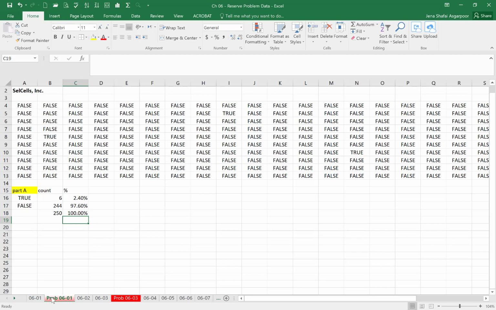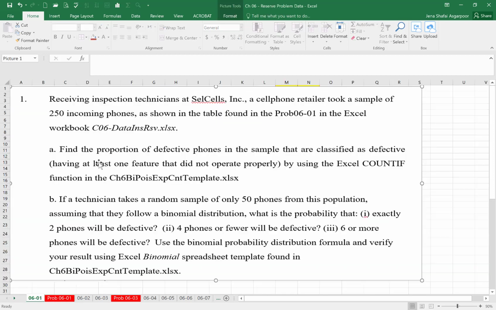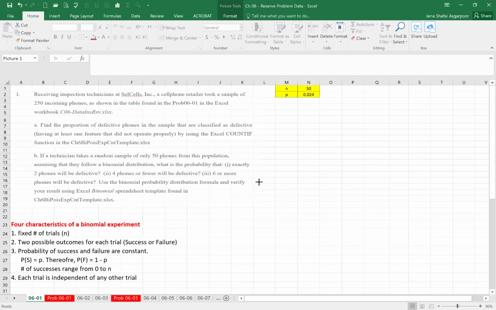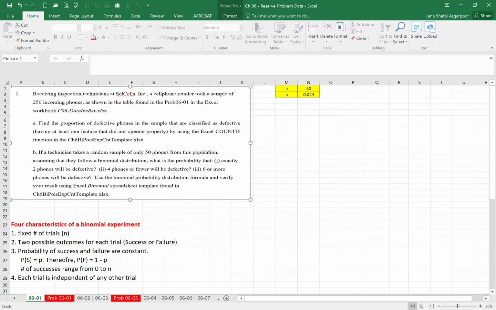So if we go back to the problem, now it says if a technician takes a random sample of only 50 phones, and assuming that they follow a binomial distribution, what is the probability of, and 3 different questions are asked. So let's review briefly the binomial distribution.